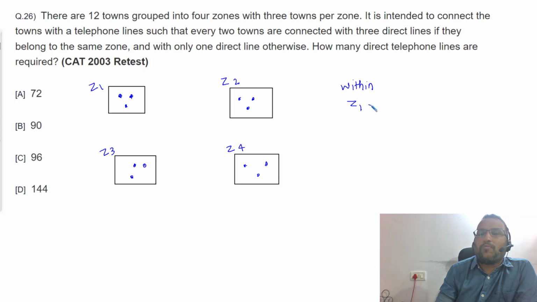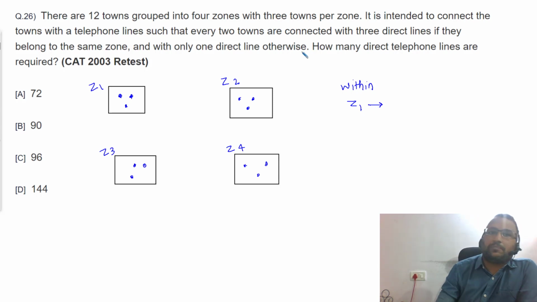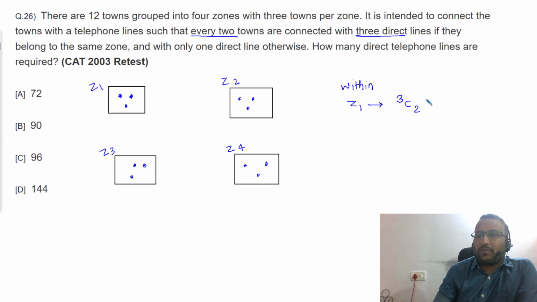Within zone 1, how many direct lines do we require, everyone? Every two towns are connected with three direct lines. So in zone 1 there are three towns. Out of these three towns you need to choose two towns, and for that pair of two towns there are three direct lines. So how many direct lines do we require in zone 1? 3C2 into 3, that is equal to a total of 9 direct lines.